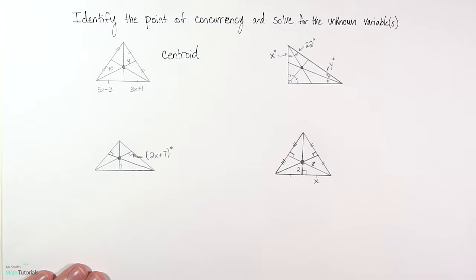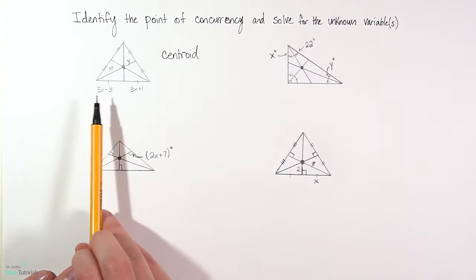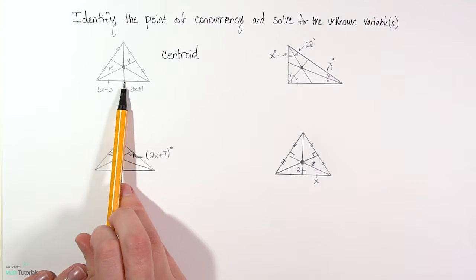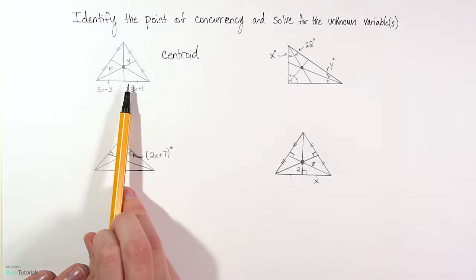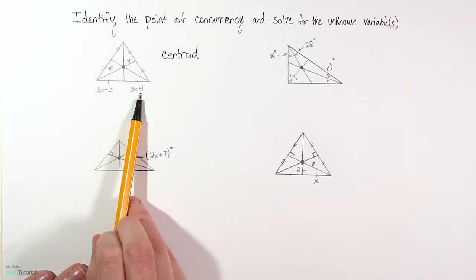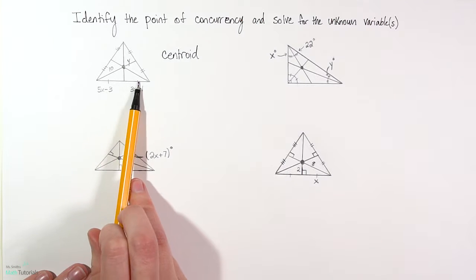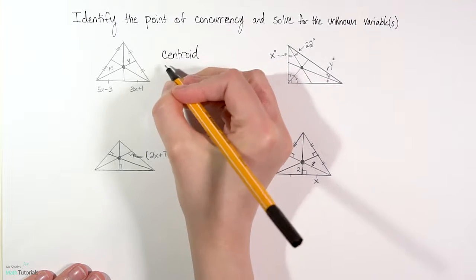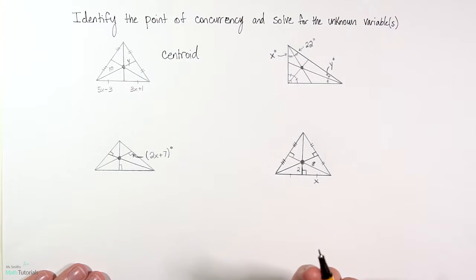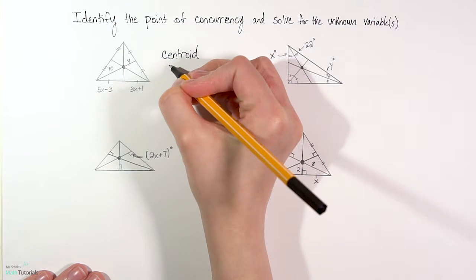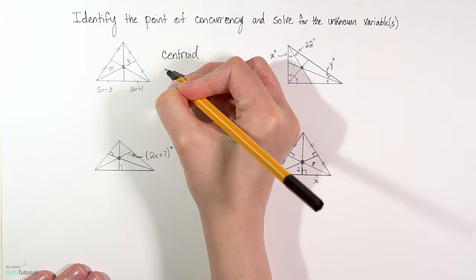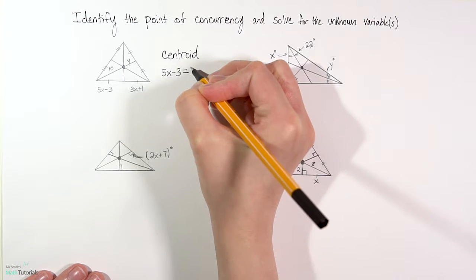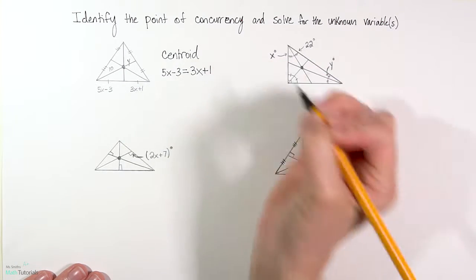So now we need to solve for any unknown variables. The first thing I notice is that we have this side labeled 5x minus 3, and then this side labeled 3x plus 1. And those tick marks tell me that these two sides are equal. Let's go ahead and set them equal, because if I set them equal, I can solve for x. So let's say 5x minus 3 equals 3x plus 1.